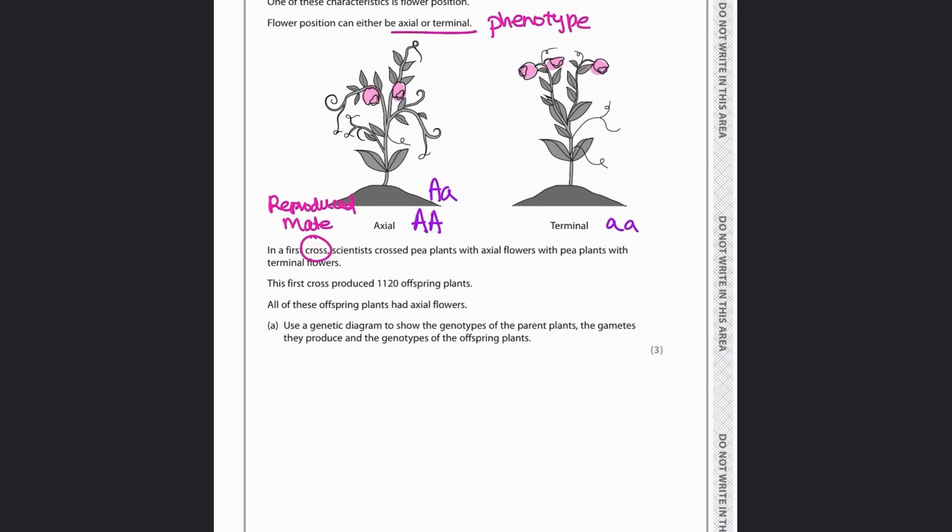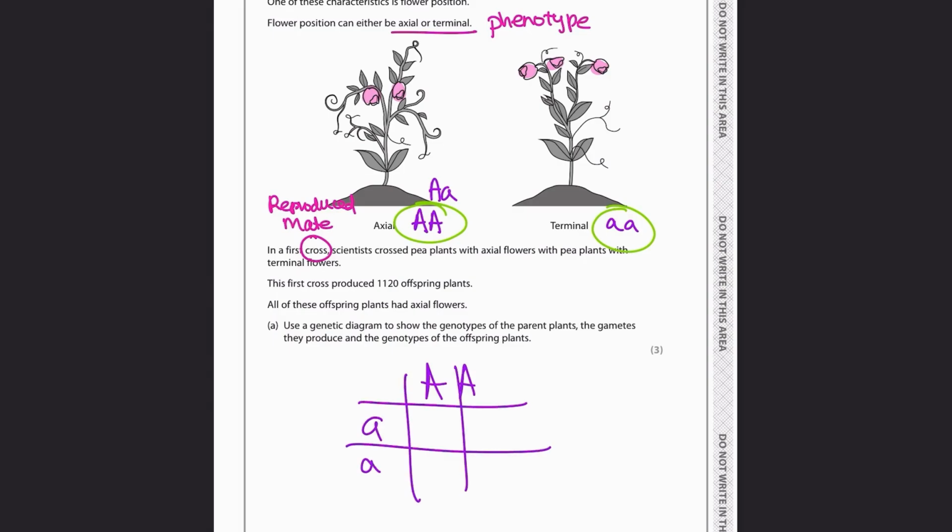So how can you avoid getting two small a's? You cannot have this as one of the parents, because then you might have two small a's. You cannot avoid that. So therefore, I know that the parents have got to be this one and this one. Get it? Once I know that, I can draw my lovely table. And once I do that, you can see that the kids are all big A, small a, big A, small a, big A, small a, big A, small a. So all of the kids have what phenotype? They are all axial or terminal? They're all axial. And that's exactly what the question says. They're all axial, isn't it?